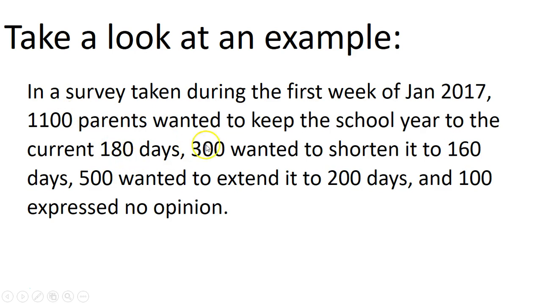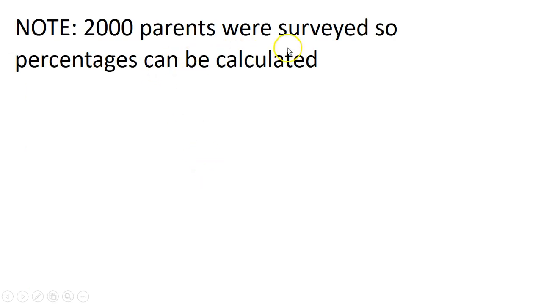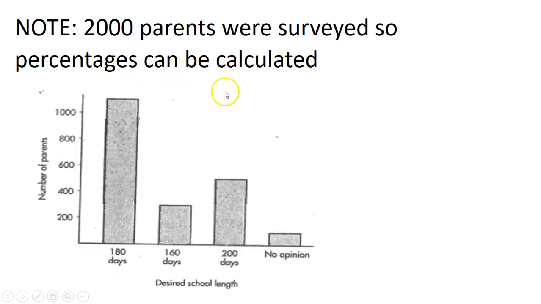Add them all up. 2,000 parents were surveyed, so percentages can be calculated now. And here's a picture of their graph. This is a bar graph. Why? It's bars, and they aren't connected. If they were connected, it would probably end up being some kind of histogram.